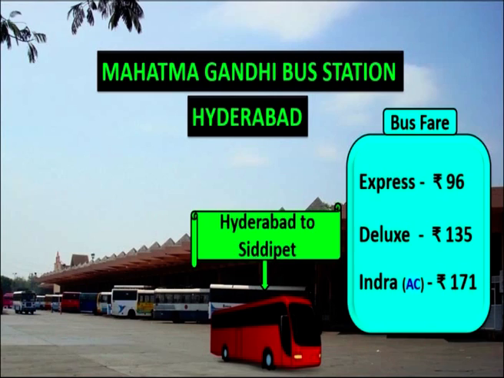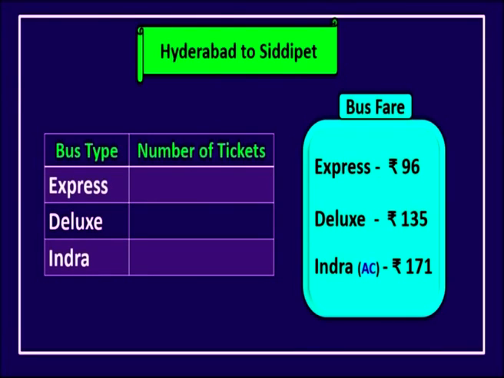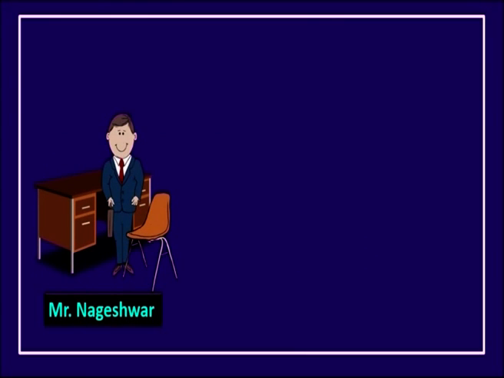171 rupees. Now children, in the first hour in this bus stand, there are 87 tickets sold for express, whereas for deluxe 61 tickets are sold, and for Indira bus there are 36 tickets sold. So here meet Mr. Nageshwar, a ticket seller, and he has to find the total amount collected in the first hour and submit to his higher authorities.